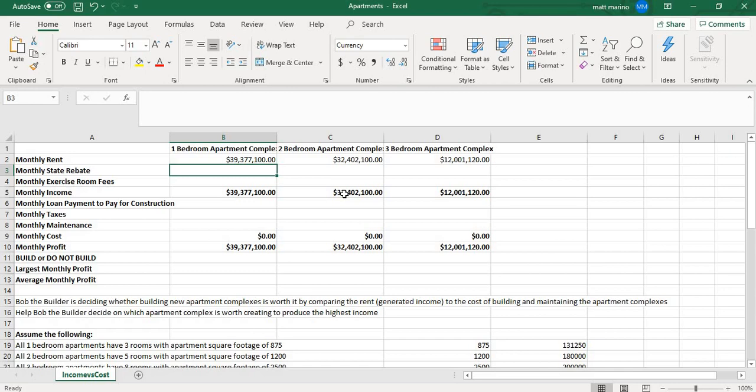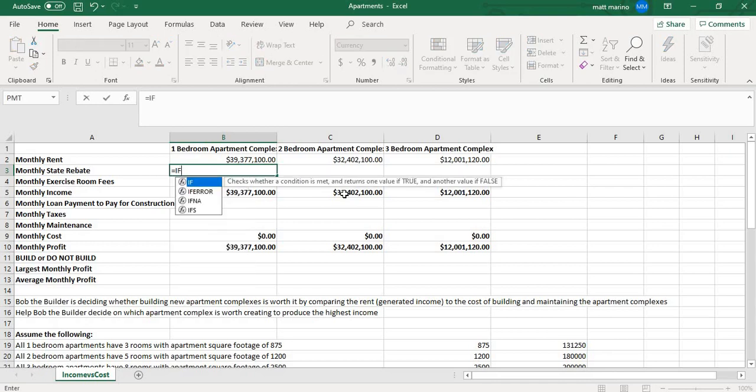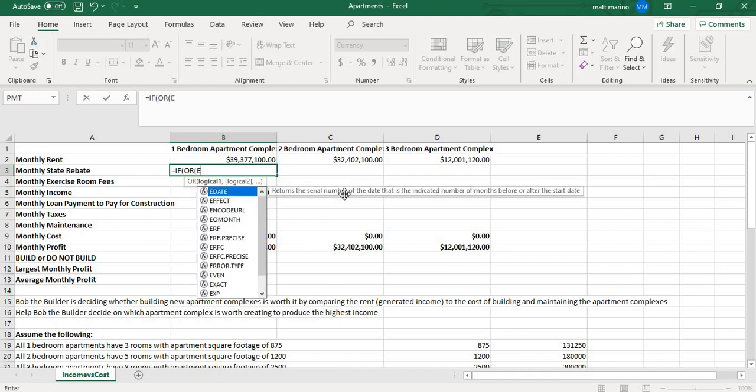Now we need to calculate our monthly state rebate. Our assumptions tell us that if total size is greater than 13,000 square feet or the rooms is greater than 55, our rebate is $85, and else our rebate is $95. So we need to create what is called a nested function. We start with an IF function. However, we put an OR function within it. An OR function within an IF function.